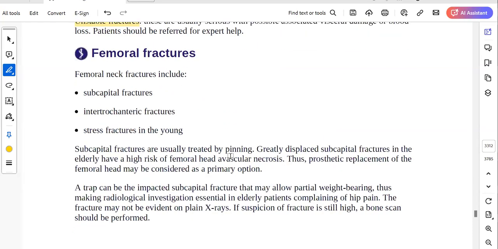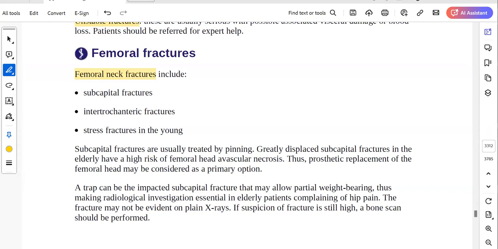Femur fracture. So all of you know about neck of femur fracture, which is common in elderly patients, but it's not like the only fracture is the femoral neck fracture. Femoral shaft fracture can happen. Lots of other fractures can happen on the femur. But femoral neck fracture is the commonest one.